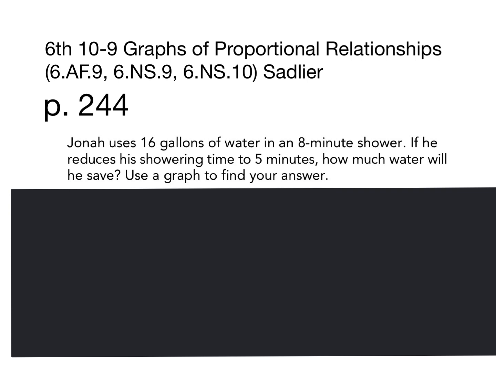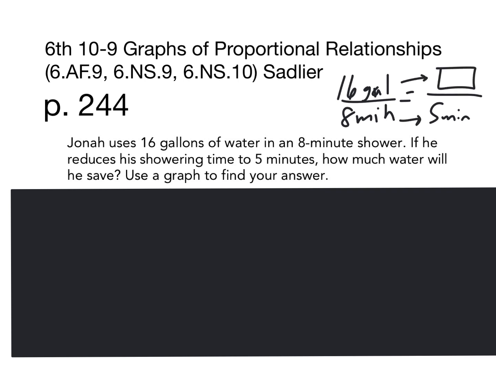So we could do this as a proportion. We could say it's 16 gallons for 8 minutes, and we're trying to find for 5 minutes. We could try to find a pattern here and figure that out. They do want us to use a graph, it says, so I guess we'll go with that idea. And part of this lesson is just going to be about, if we have a graph, looking at the graph and being able to interpret what the graph's telling you.